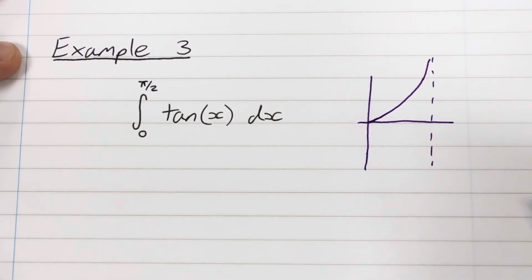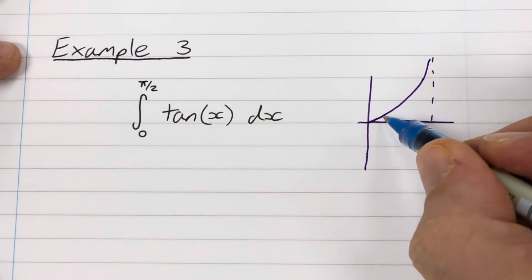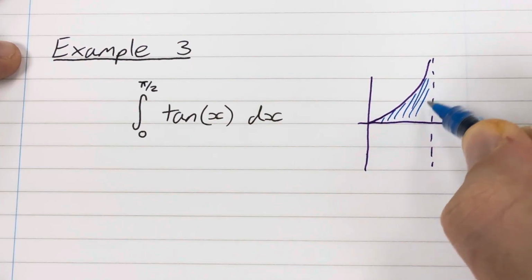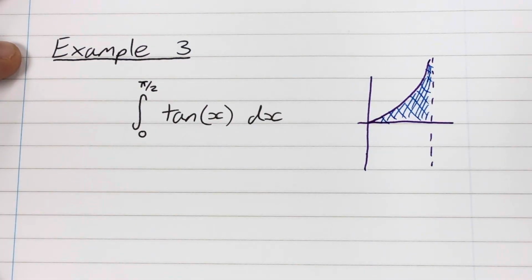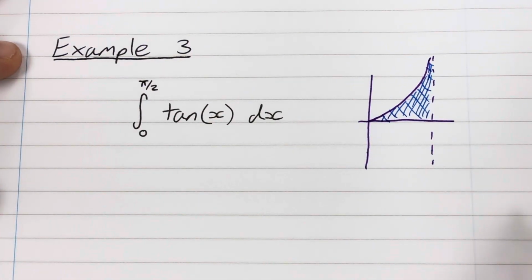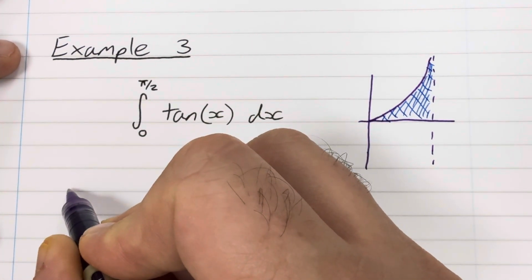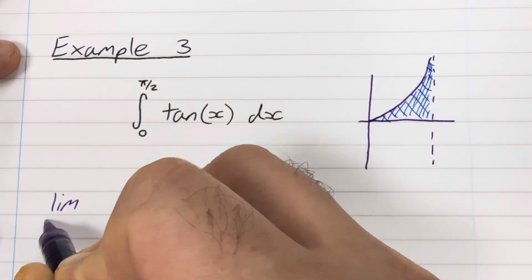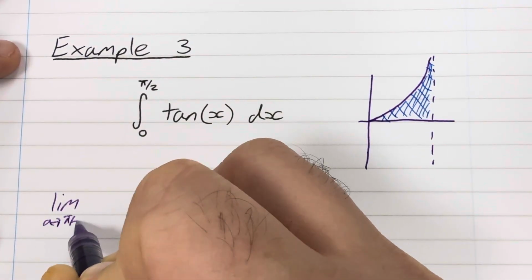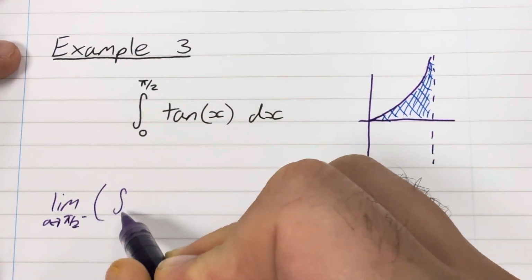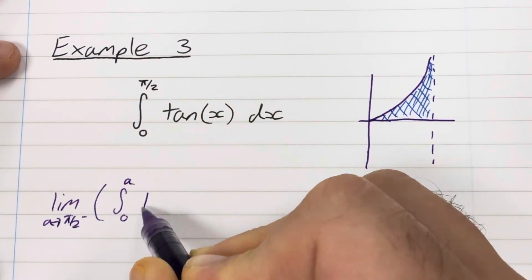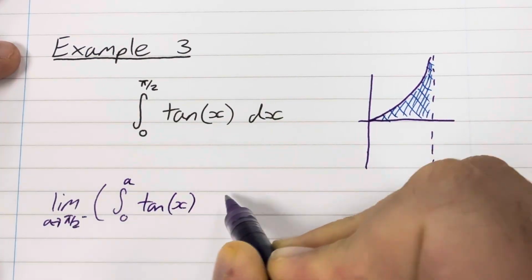So what we're going to attempt to do with this question is find this area here, if it's finite, and if it's not, then we'll show that it's infinite. Okay. So is that area a finite area or not? So we're going to take the limit as a tends to pi over 2 from below of the integral from 0 to a of tan of x dx.